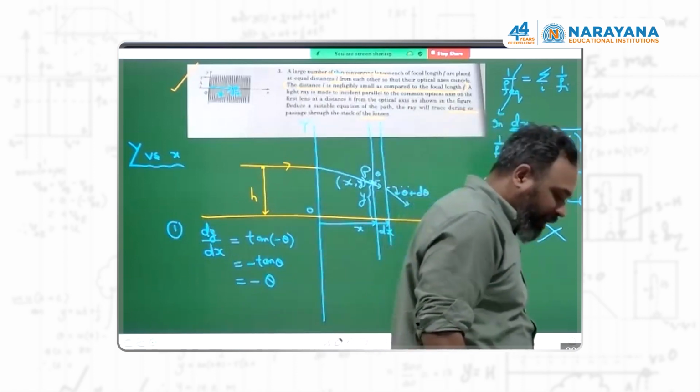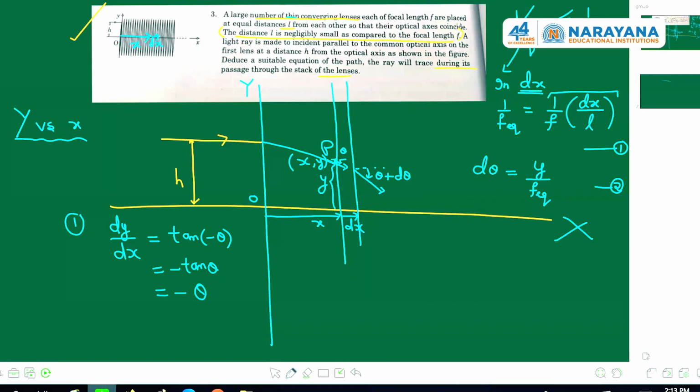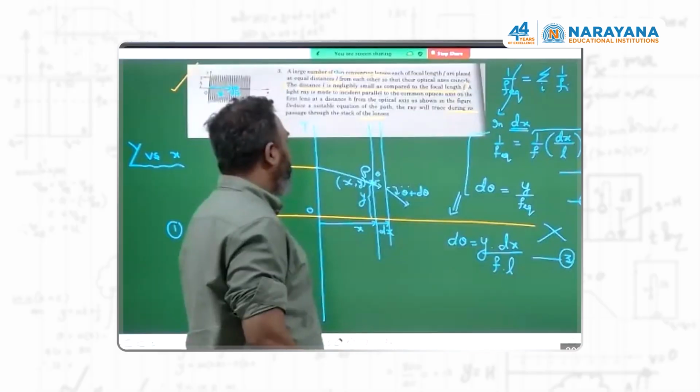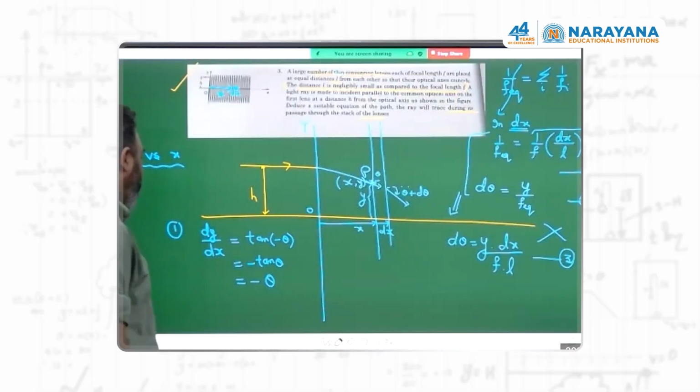That d theta will be equal to y upon f equivalent. Now things are simple, because by virtue of these two equations, I will have d theta is equal to y, and that 1 upon f equivalent is dx upon f into L. So maybe that is equation number 3 for me now. So I know the expression of d theta. I know my term dy by dx.